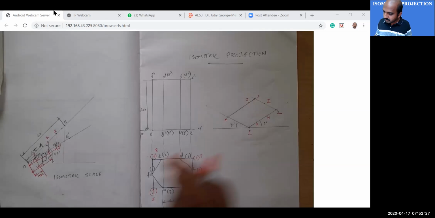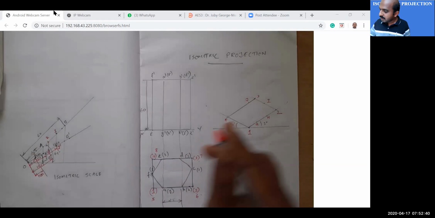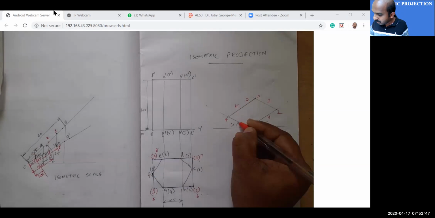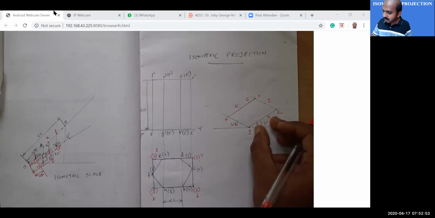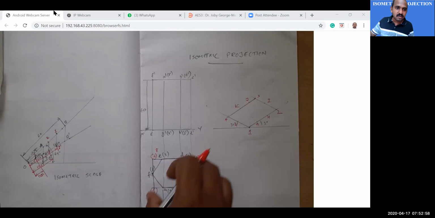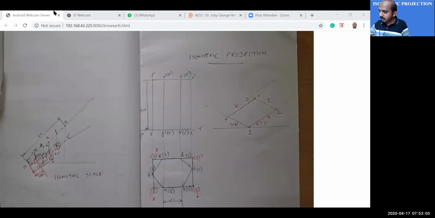Clear? Then the next is JK. You know JK is equal to HB, GH, or 25. You know the isometric length corresponding to 25. Then mark it here. That point is K. Then the next point is L. Clear? So whatever the dimensions in the orthographic projection, you convert that into isometric scale, then measure from there. Then the bottom portion is completed.